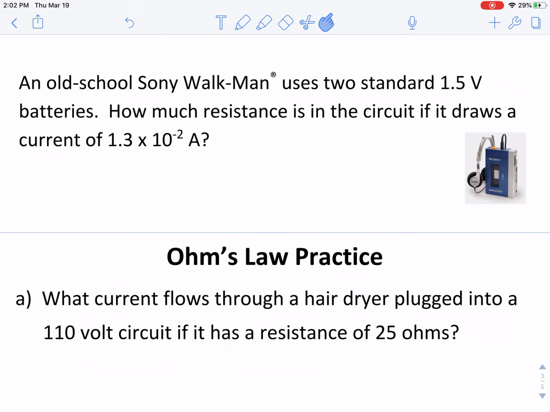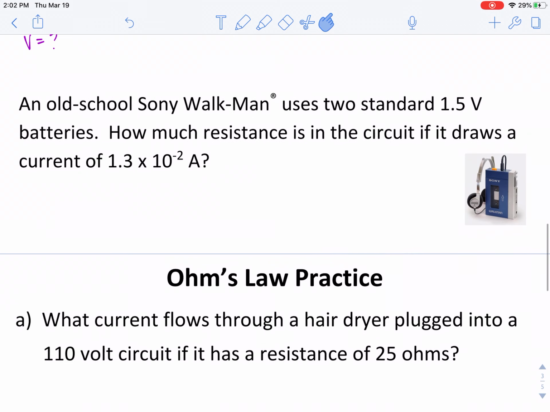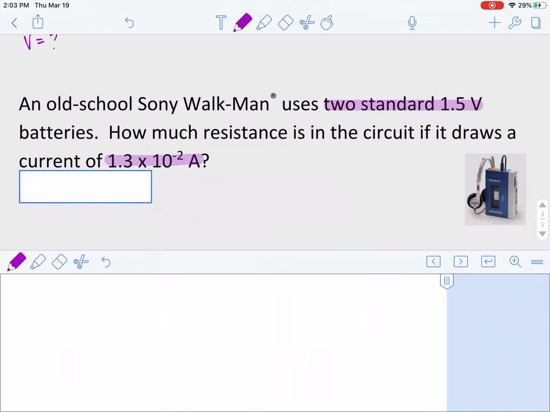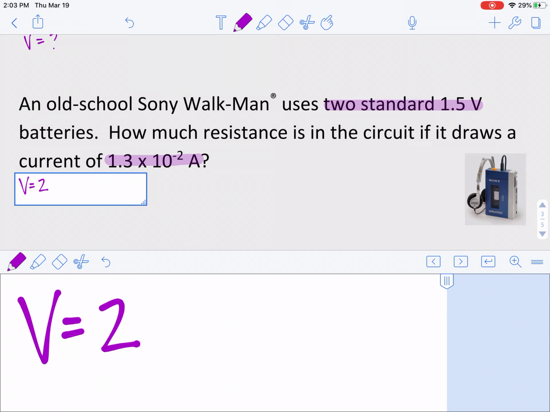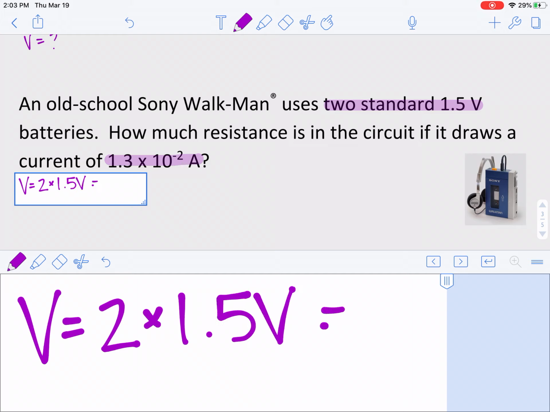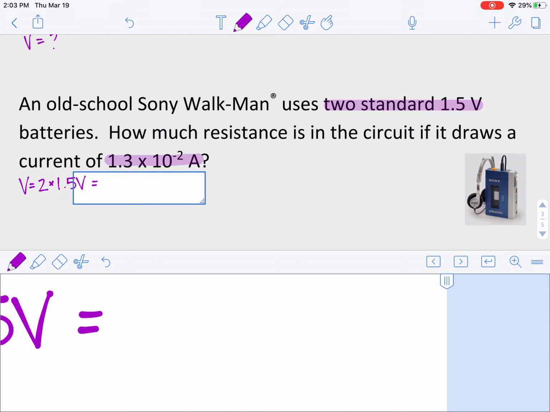Next question says, an old school Sony Walkman uses 2 standard 1.5 volt batteries. How much resistance is in the circuit if it draws a current of 1.13 times 10 to the negative second amps? So same thing as before, I'm going to write out what I'm given. So in terms of voltage, this problem says that I'm using 2 1.5 volt batteries.